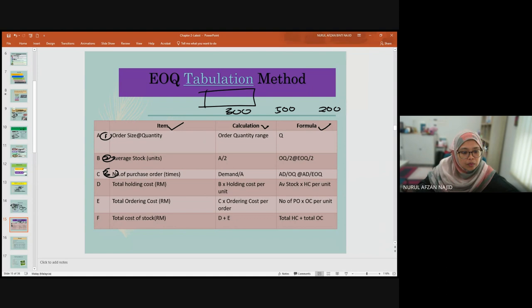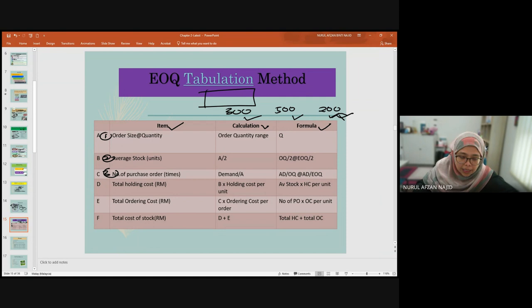Okay. You kena aware. Tak semestinya bila kita order 200, kos itu akan rendah. Tak. Mungkin dalam 200, ordering cost dia tinggi. Sebab kita order sikit. Bila kita order banyak, mungkin dia rendah ordering cost dia. Macam tu. So kita tak boleh jump to conclusion. Okay, kalau dah ada 300, 500 dengan 200, kalau nak cost yang paling minimum, so order je lah 200. No. So you kena prepare the tabulation method untuk menentukan which order yang sepatutnya kita order. Adakah kita kena order 300, 500, 200? Macam mana kita nak pilih order yang mana yang kita perlu order.